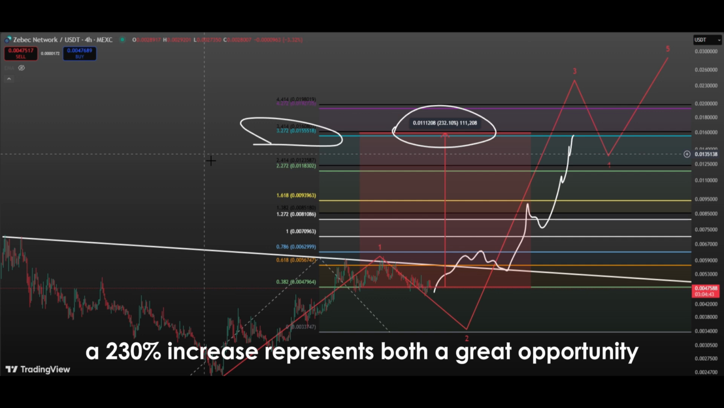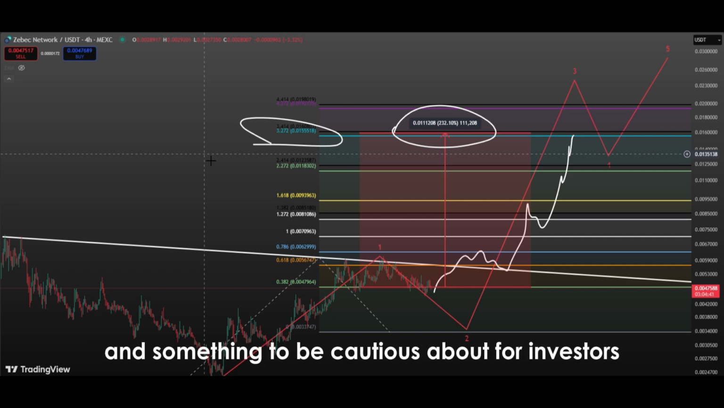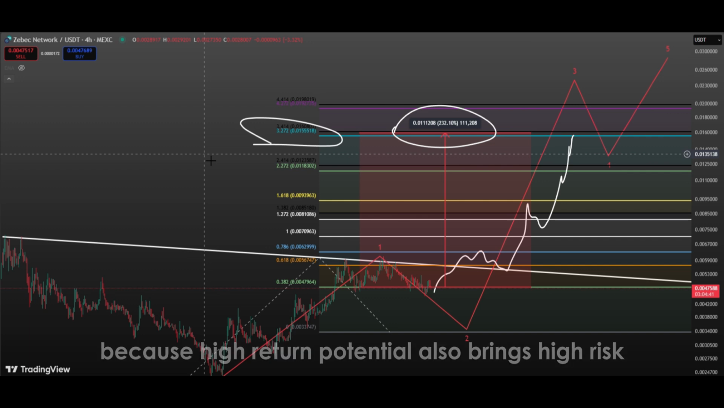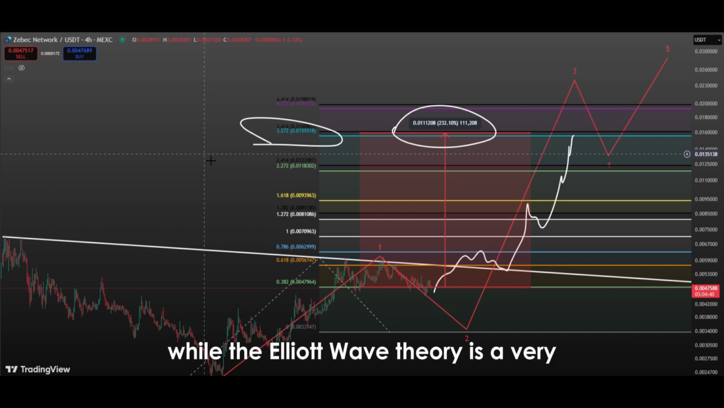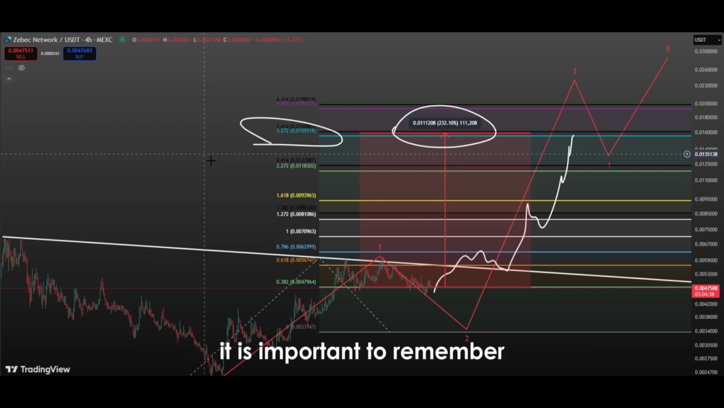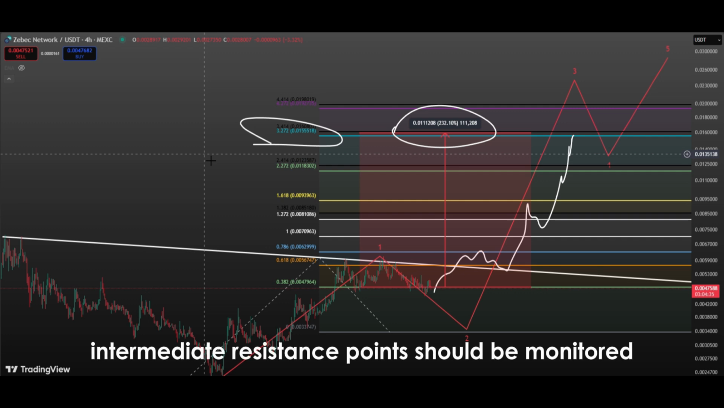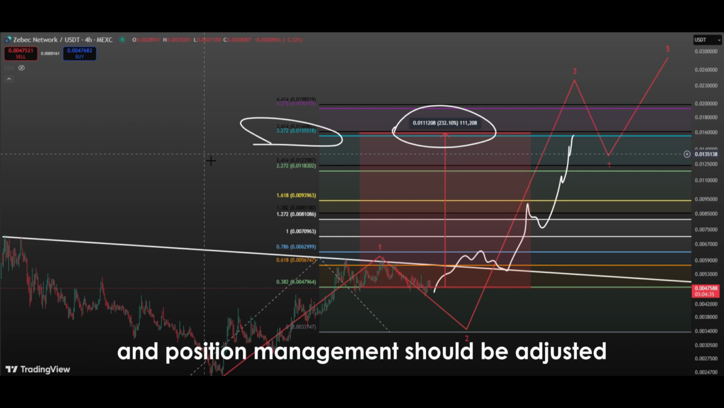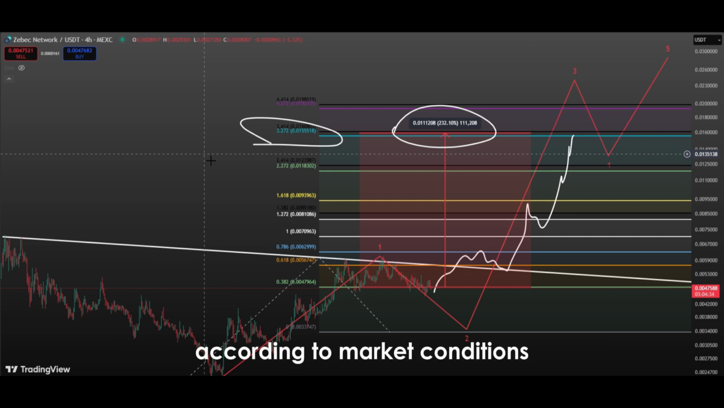A 230% increase represents both a great opportunity and something to be cautious about for investors, because high return potential also brings high risk. While the Elliott wave theory is a very powerful analysis tool when used correctly, it is important to remember that the market always contains unpredictable factors. Therefore, even in a third wave scenario, stop-loss levels should be set, intermediate resistance points should be monitored, and position management should be adjusted according to market conditions.